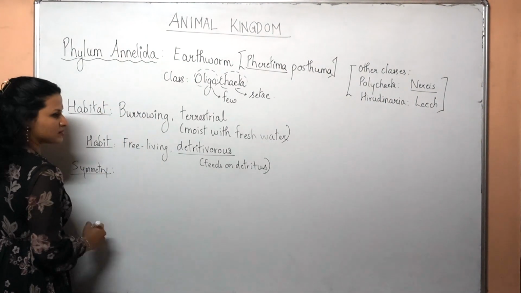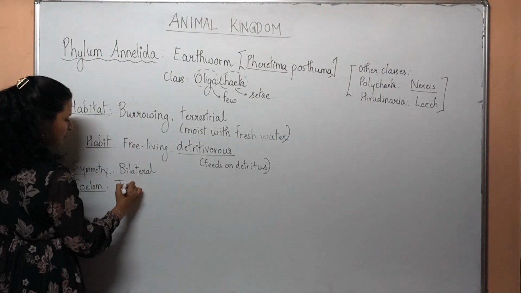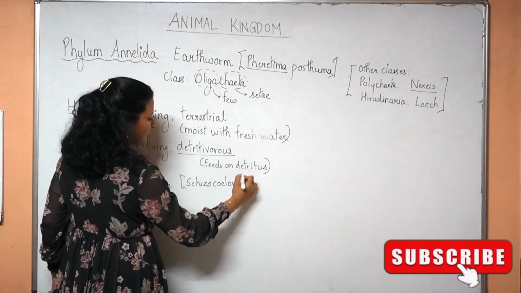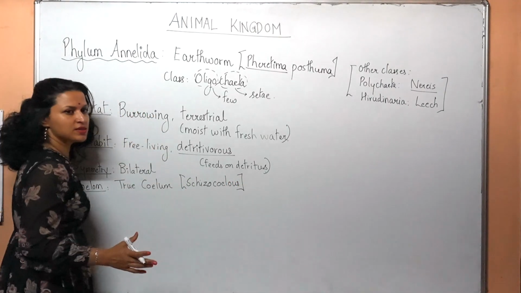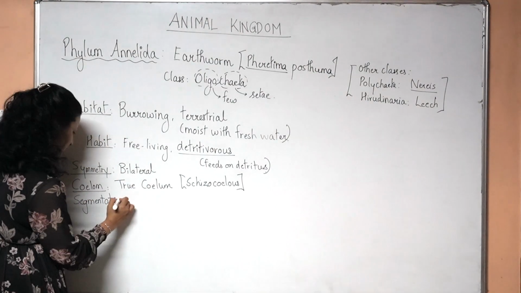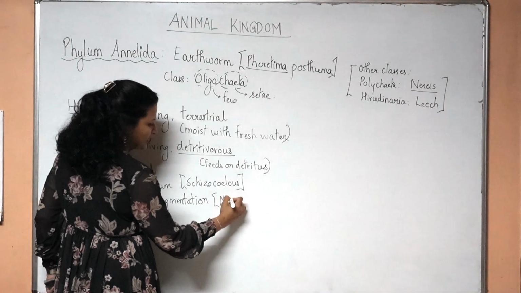Symmetry: what kind of symmetry does it have? A bilateral symmetry. Coelom: it has a true coelom of the schizocoelous type. Schizocoelous type is the one in which the mesoderm splits into pouches, explained in the previous lecture. Segmentation: does it show segmentation? Yes, true segmentation is seen, which is called metamerism.